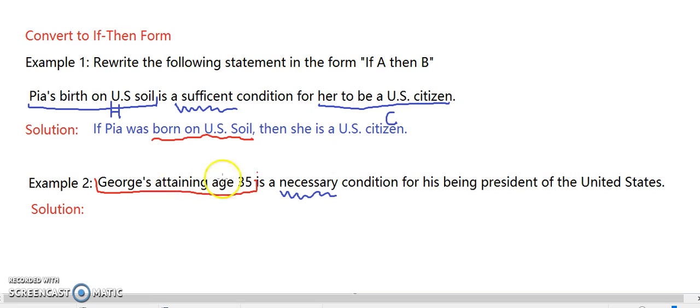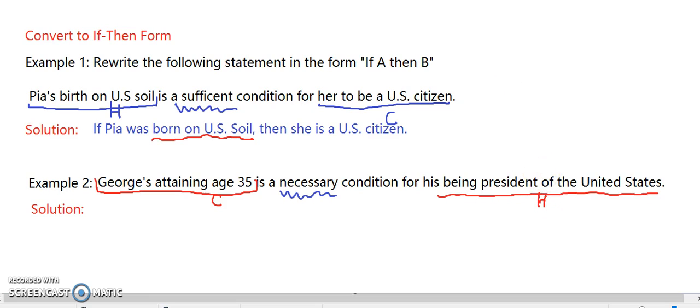Now, necessary, as we talked about before, this necessary condition would be one of the requirements for being a president of the United States. So that means this is a consequence or conclusion following from the hypothesis here.